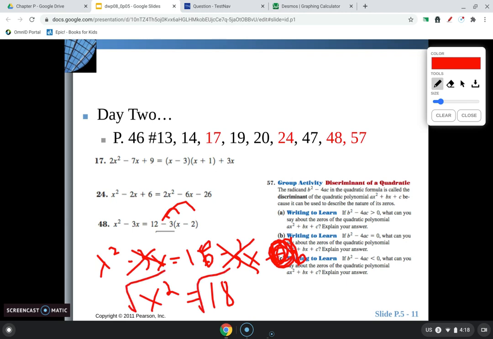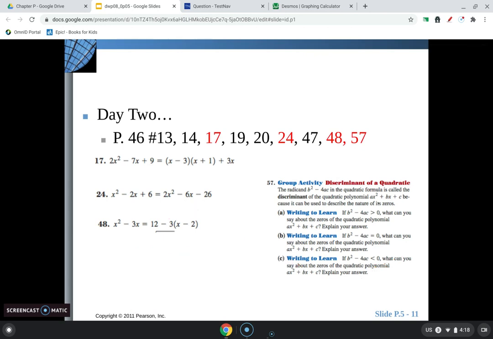So we can take the square root of 18. So we could just say x equals plus and minus the square root of 18, which is about what? 4.24 if you want to put that. Or you can leave it as a simplest radical form. Weirdo square root. All right, last one, 57.